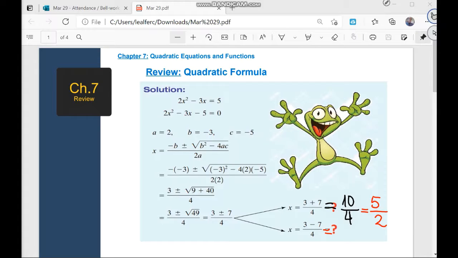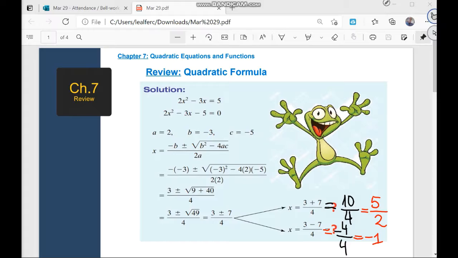And the second one, I think Smiling is right, because 3 minus 7 is negative 4. Negative 4 over 4, and negative 4 divided by 4 is negative 1. Negative 1 is the right answer. Thank you, Smiling. Thank you, Makina. Thank you, Kalia. Thank you, Chrisdel and Maddie. Those are the right answers.